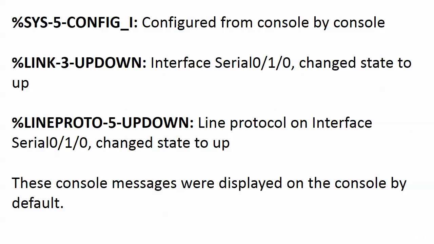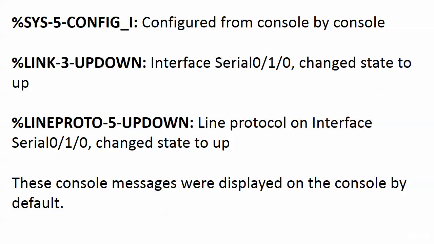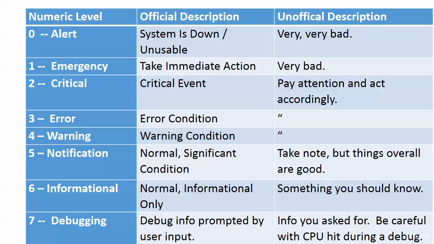What did we have before? We had a 5, a 3, and a 5. So that 3 is considered an error condition. That's interesting, because that was actually just telling us that something was up, but error is the official name for level 3. And mostly what we've seen, though, are level 5s.